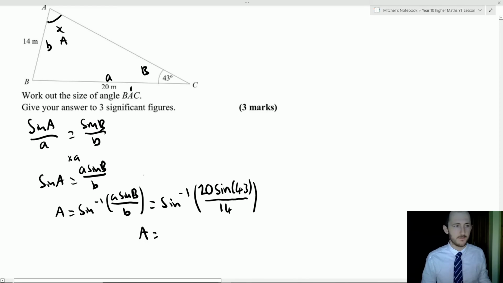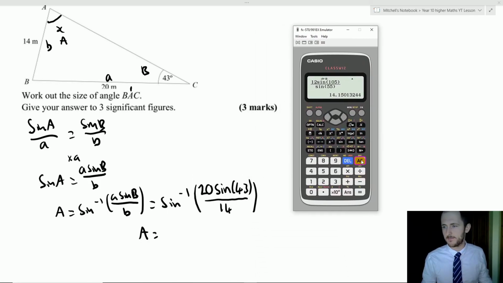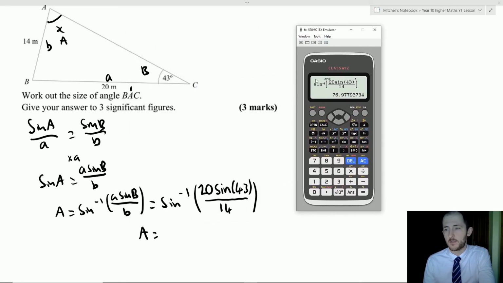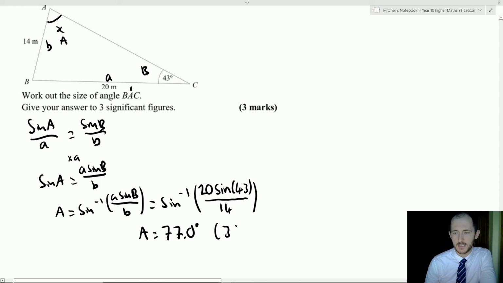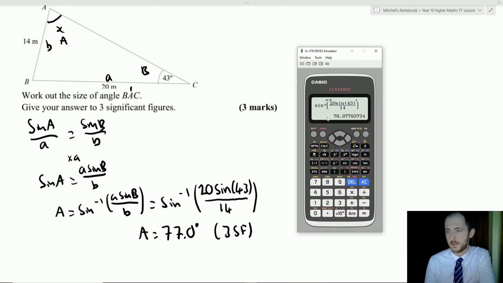And it says to 3 sig fig, so let's do this. Inverse sine is shift sine, inverse cos is shift cos, and inverse tan is shift tan, shockingly. 20 sine 43 over 14. 76.97. Okay. So this would be 77.0. Okay. So the reason why that's important is because we need to show we actually did it to 3SF. So we put the 0.0 in there because we actually rounded up to the next unit. Fair enough.